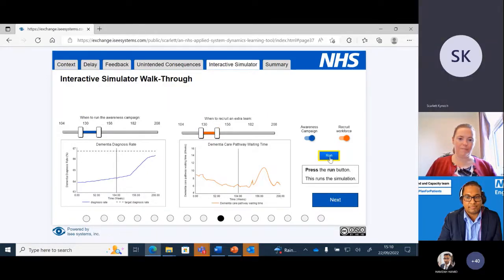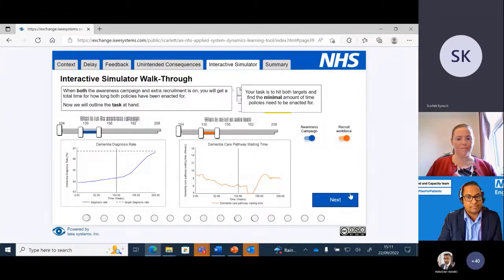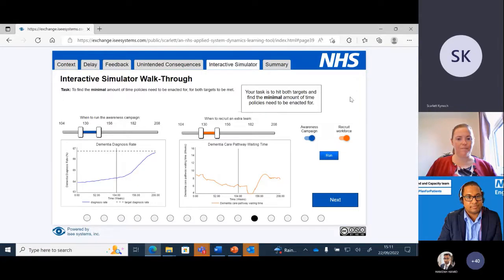You can press the run button, and this will run a simulation. If I press run now, it changes the graphs. When both the awareness campaign and extra recruitment are on, you will get a value here for the total time for how long both policies have been enacted. So now I'll outline the task at hand. Essentially the task is to hit both targets and find the minimal amount of time that policies need to be enacted for.